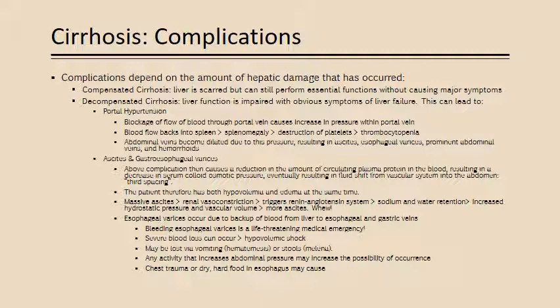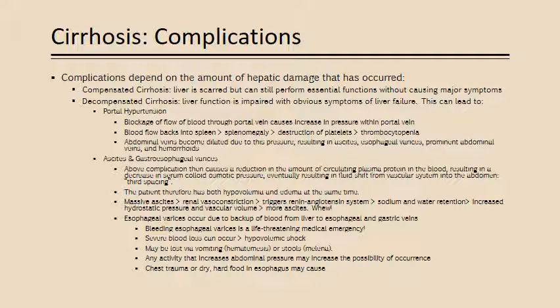We'll start with portal hypertension. Now I want you to picture in your mind the liver and the blockage of the portal vein. If you need to go back to that slide, go back to that slide. But realize that if the blood flow is blocked through that portal vein, you're going to get that increase in pressure within the portal vein. This will cause the blood flow to go back into the spleen, which causes splenomegaly. The spleen will get enlarged.